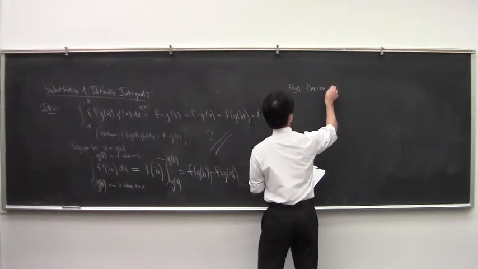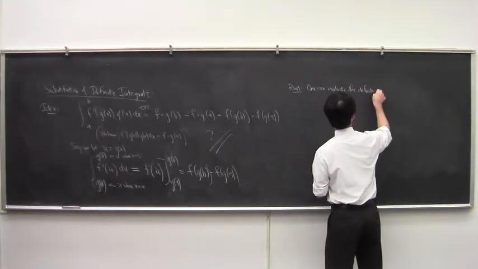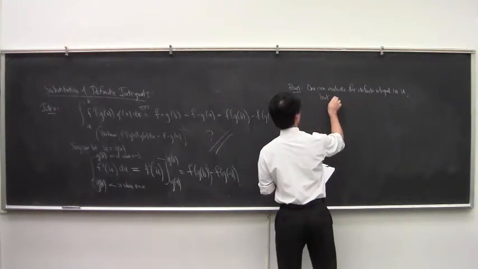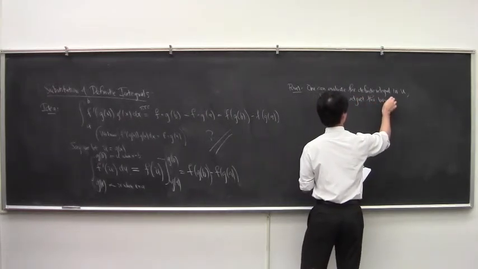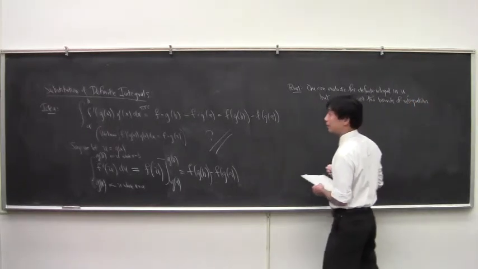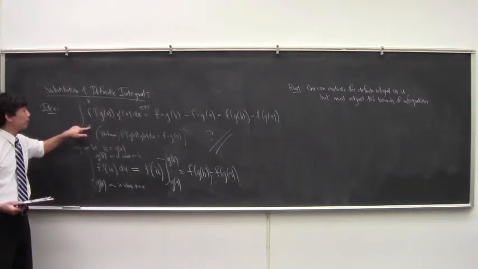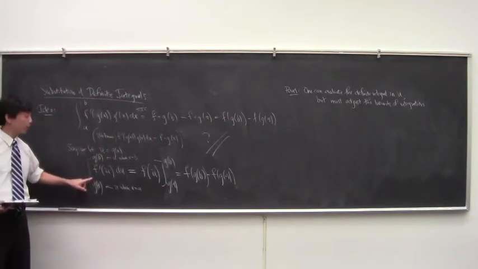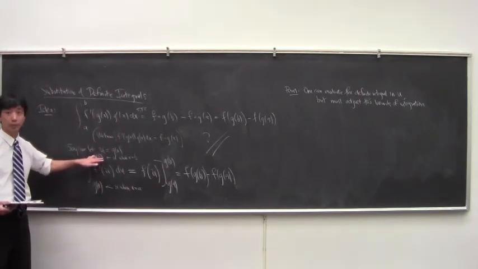The point is that one can evaluate the definite integral in u, but you must adjust the bounds of integration. As x goes from a to b, you don't want u to go from a to b, but you want it to go from whatever u is at x equals a to whatever u is at x equals b.